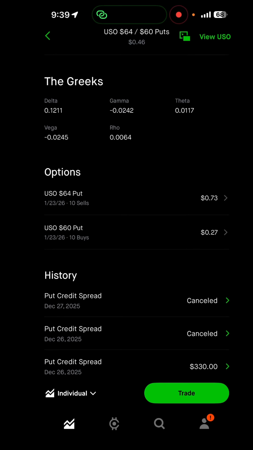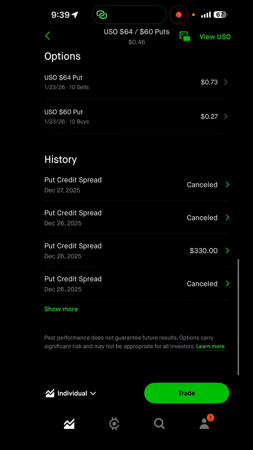So where the Greeks are, you can see our delta is about at a 0.12. Ideally, over time, we're going to want this delta to drop to 0. You can see the history.